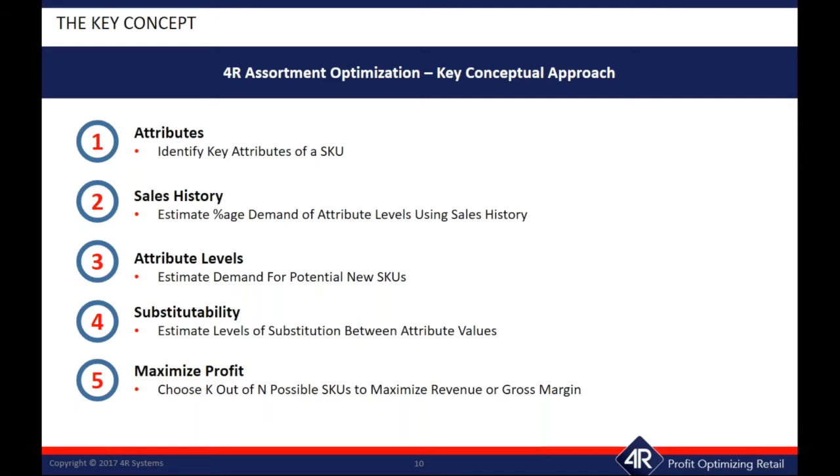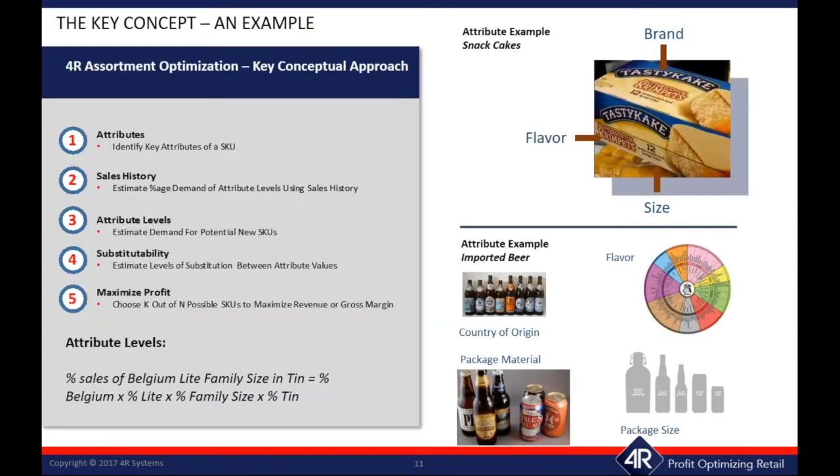And then when you know all of that, you can choose assortments, localized by store if you want, to maximize revenue or gross margin or unit sales, and constrained potentially by SKU count, or by space in the store, or by inventory investment. Okay, that's the concept. This next slide shows attributes that we used for a couple of studies. For snack cakes, we used brand, flavor, size. For beer, we used flavor, package size, package material, country of origin.